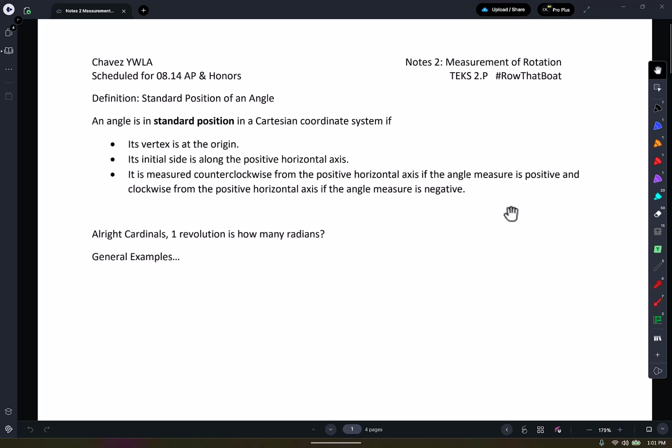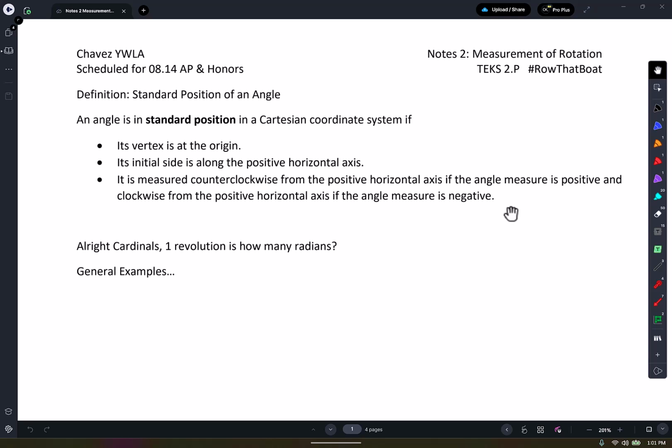All right, here we go. Measurements of rotation. I think you guys are well accustomed to degrees, but it's radians that you guys are having issues with. And don't worry, we're gonna go slow. So let's see how we do.